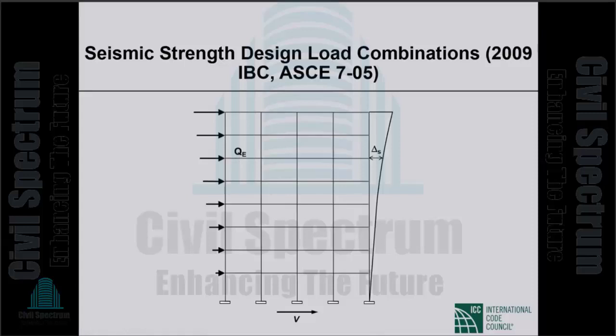The generic notation for those internal forces in the IBC is Q sub E. That's bending moment at a beam section caused by the earthquake forces, the horizontal earthquake forces, let us say. Q sub E is also shear at a beam section caused by the horizontal earthquake forces. And Q sub E is also axial force in a column section caused by the horizontal earthquake forces.